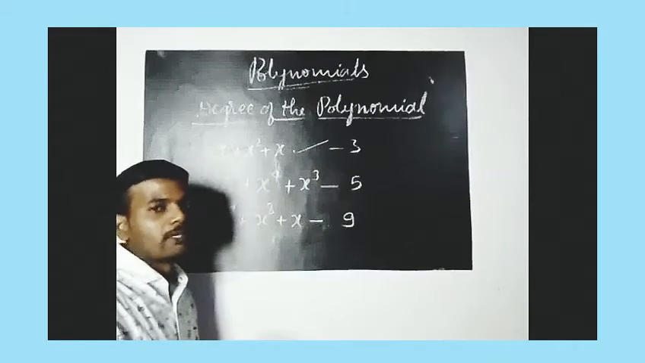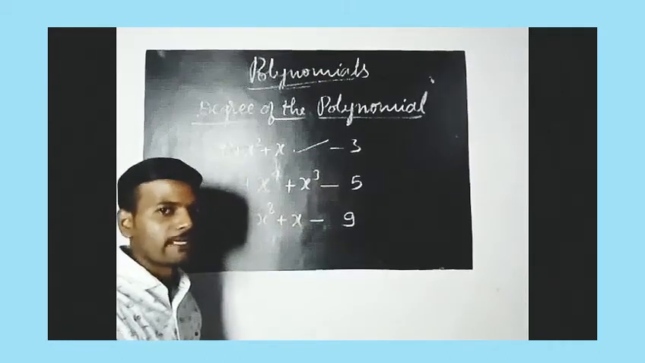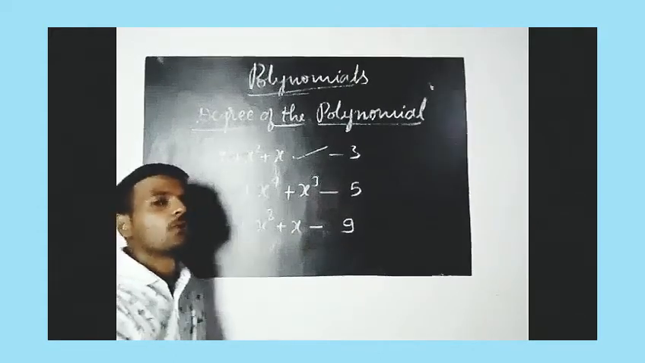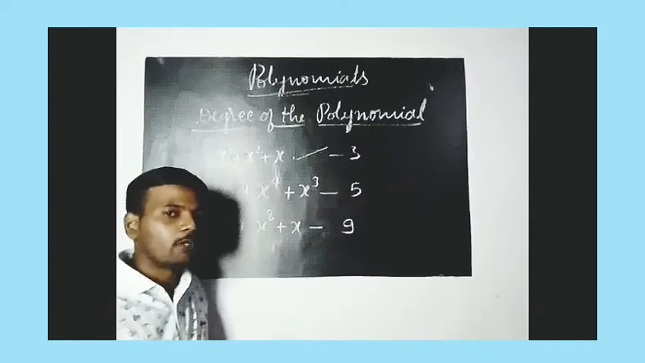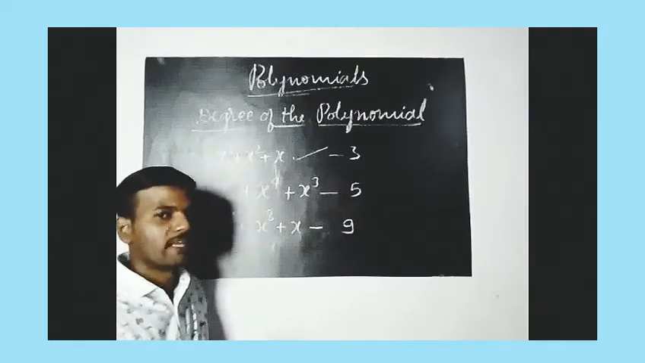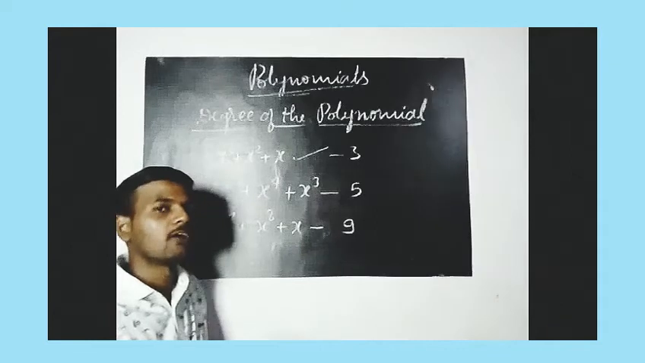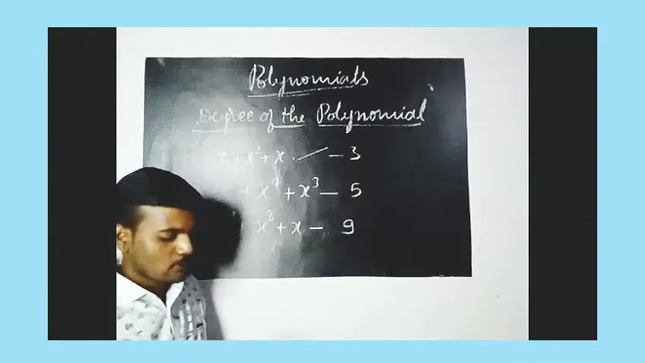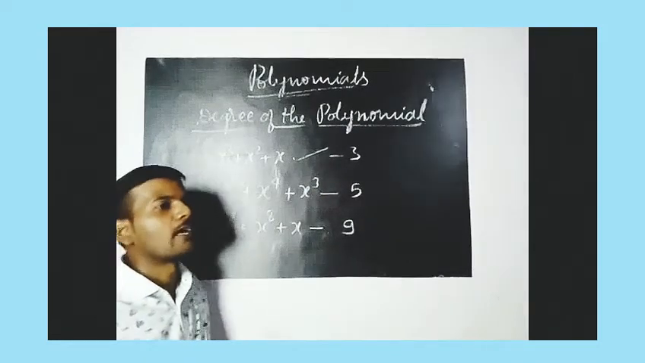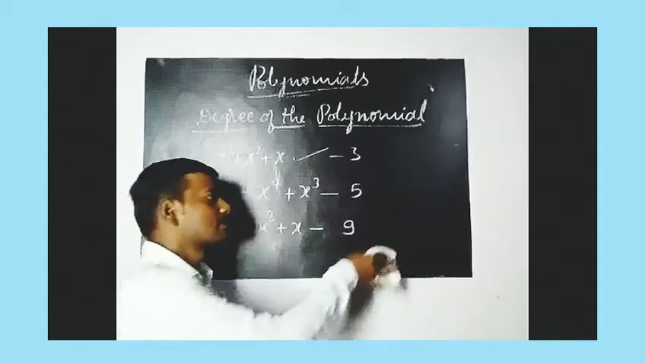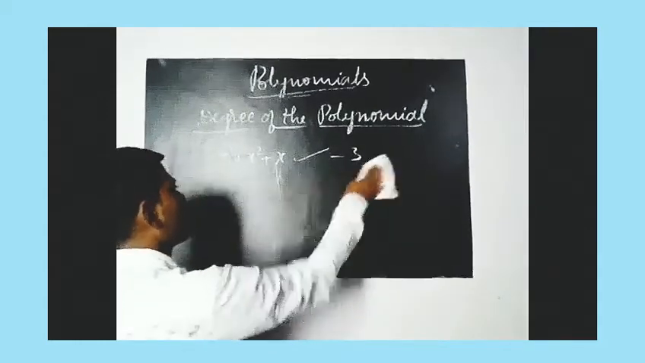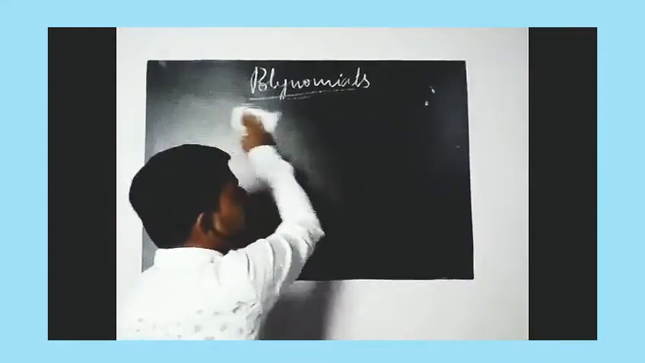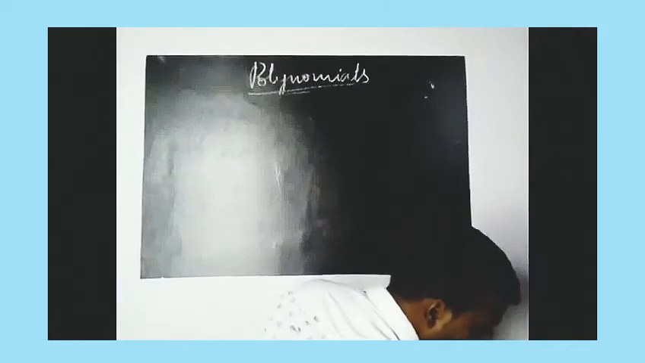The degree of the polynomial is the highest power of the exponent in the given polynomial. The highest exponent of the term in a polynomial is known as the degree of the polynomial. Depending on the degree of the polynomial, we are going to classify polynomials into several types. Let me see them one by one.